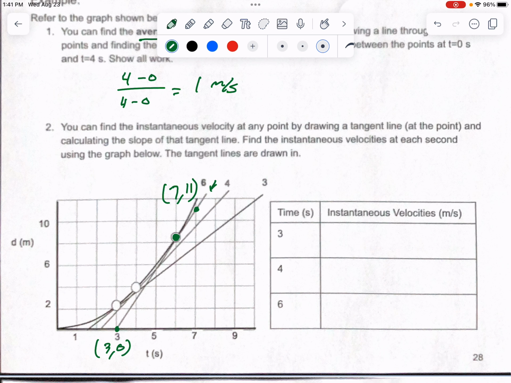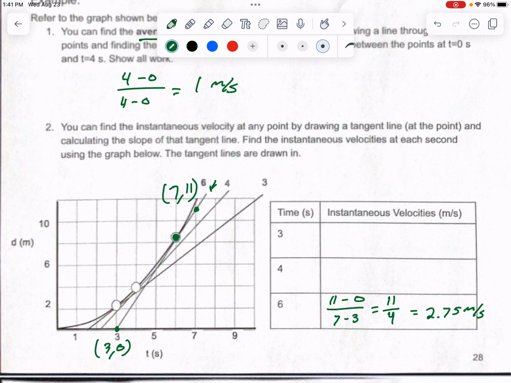Okay, so I'm going to do my slope. So at 6 seconds, I'm going to do y2 minus y1, so 11 minus 0, over x2 minus x1, so 7 minus 3. Okay, that's going to give me 11 over 4, and that's going to give me 2.75 meters per second. Okay, so that's what I got.